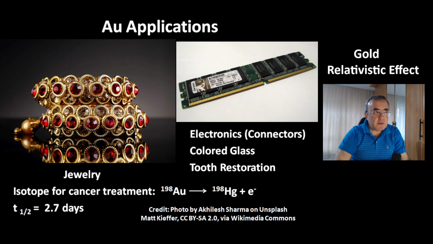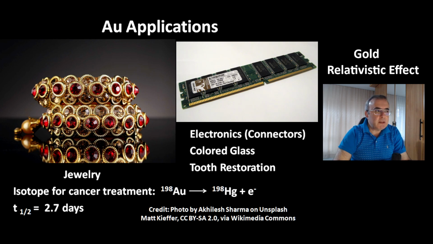These are the applications of gold. You can use it for jewelry, for electronics. For electronics, you make again use of the fact that it's a noble metal. It doesn't corrode, and it's a very good conductor. That's why it's interesting for the connectors. And you can make colored glass, and it's used for tooth restoration.